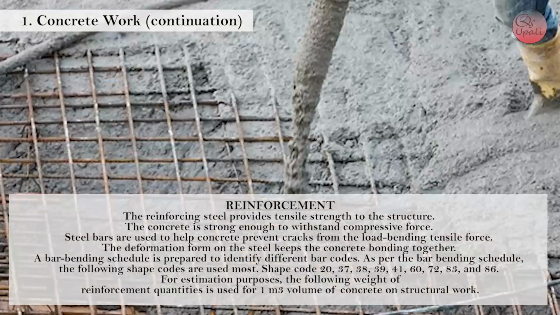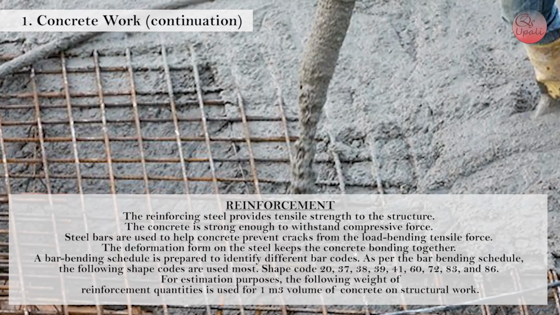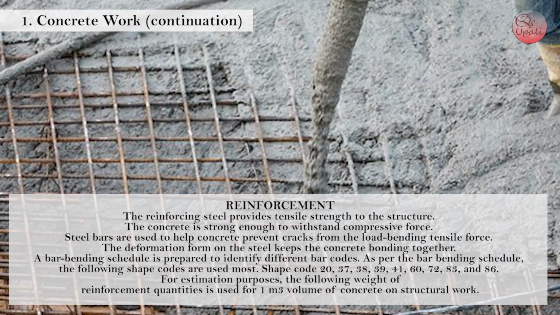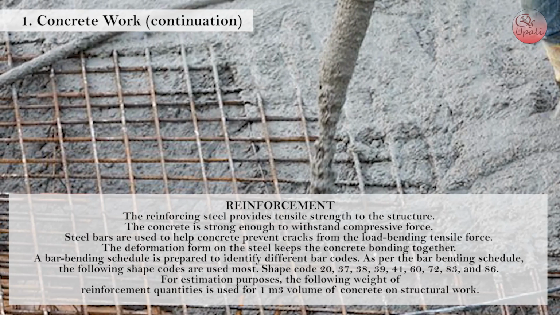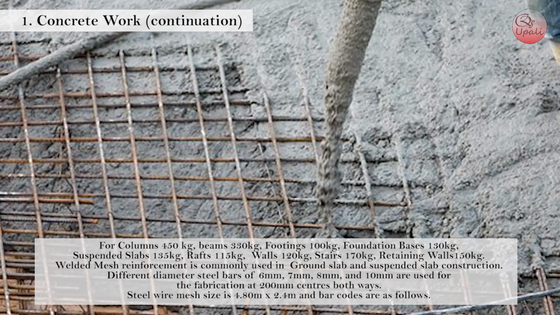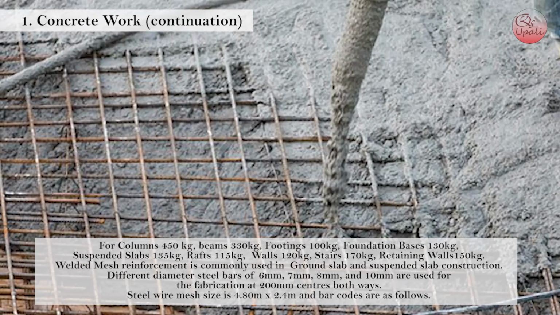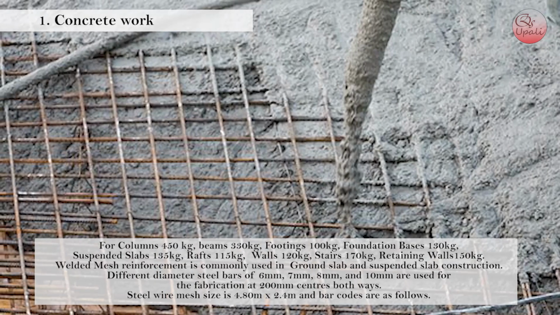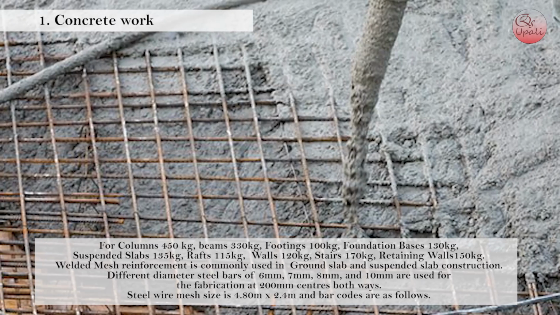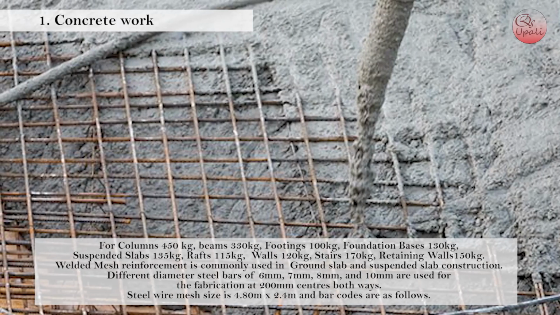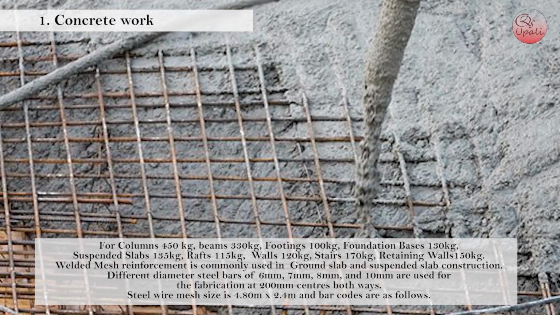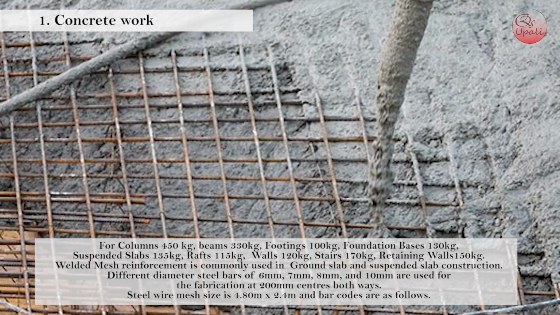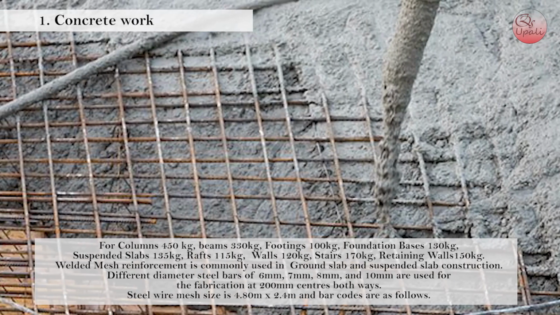For estimation purposes, the following weight of reinforcement quantities is used for 1 cubic meter volume of concrete on structural work. For columns 450 kg, beams 330 kg, footings 100 kg, foundation bases 130 kg, suspended slab 135 kg, rafts 115 kg, walls 120 kg, stairs 170 kg, retaining walls 150 kg.